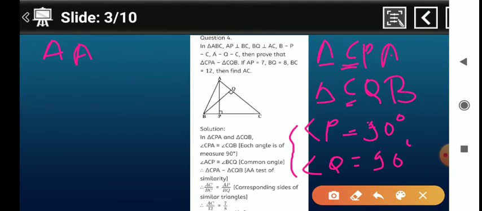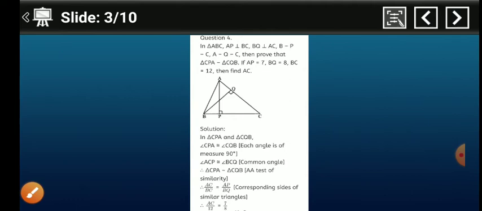So the answer of the first question is that these two triangles are similar by the AA test of similarity, because here angle P is equal to, or congruent with, angle Q, because both are 90 degrees, and here angle C is the common angle, and therefore the test of similarity becomes AA test of similarity. So see the solution here.